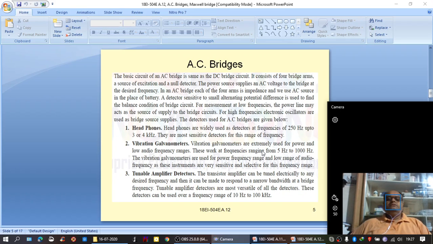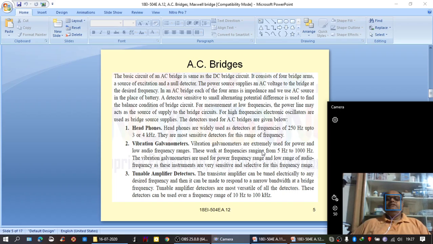The basic circuit of an AC bridge circuit is the same as the DC bridge circuit. It consists of four bridge arms, a source of excitation, and a null detector. The power source supplies an AC voltage to the bridge at the desired frequency. In an AC bridge circuit, each of the four arms is an impedance. That means it consists of both resistance as well as reactance, and these are vector quantities.